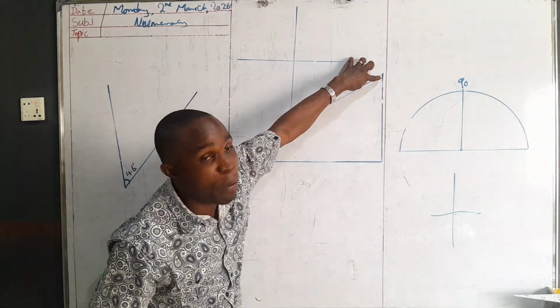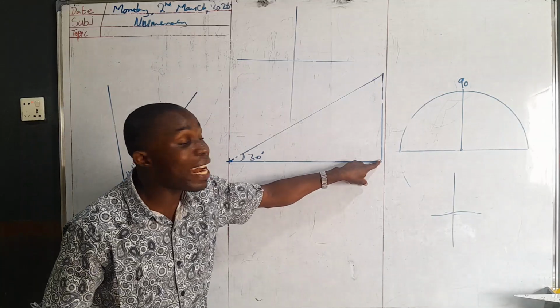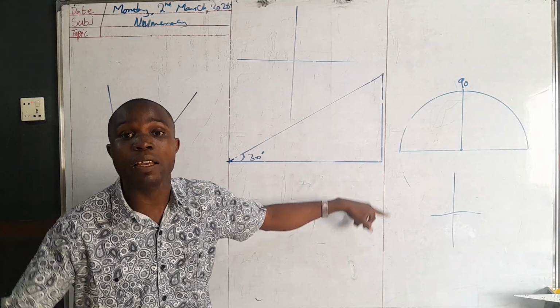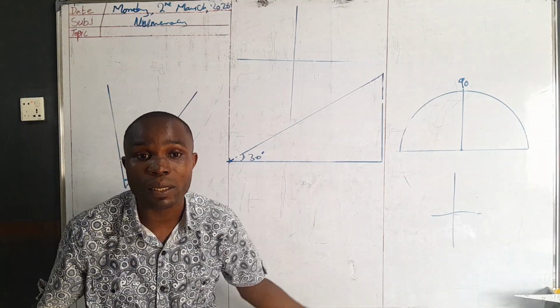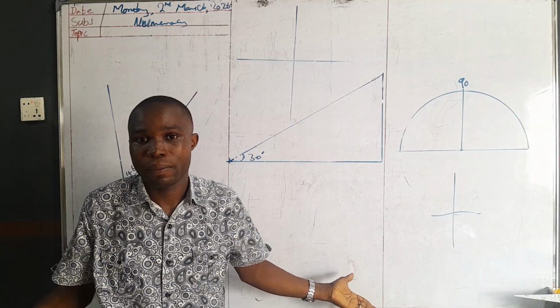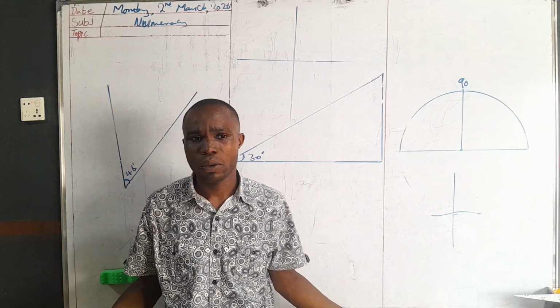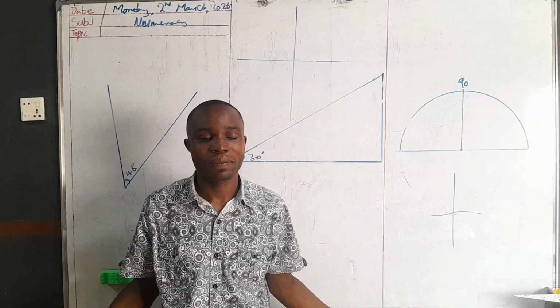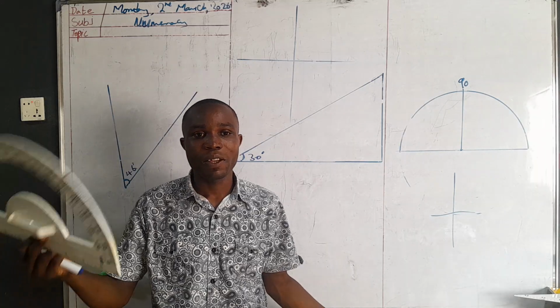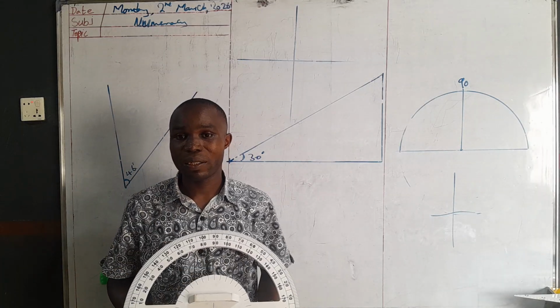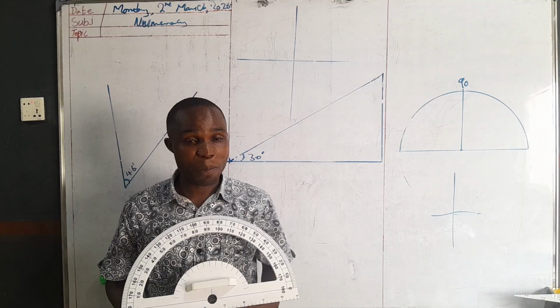That is, these two will give you what? 90. And if you add this to this 90, it will give you 180. Sum of angles in a triangle is what? 180. Wow. Are we good to go? So, any further question on how to use a protractor?